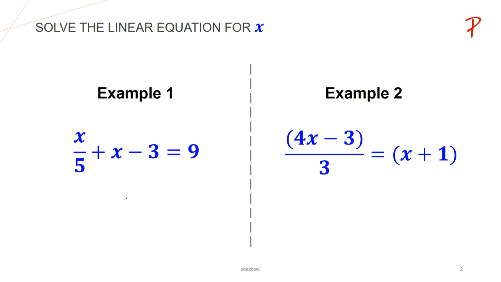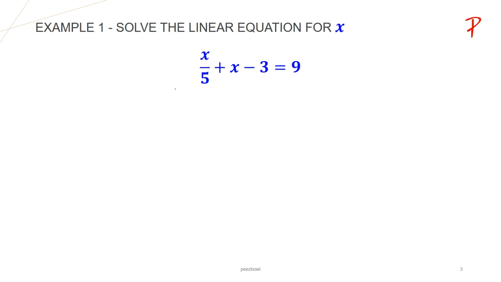Hi, in this video we will see two examples of linear equations and we will try to find out the value of x, right? This is our first example, x upon 5 plus x minus 3 is equal to 9, and this is second example where we have 4x minus 3 in a bracket divided by 3 is equal to x plus 1 in a bracket, right?